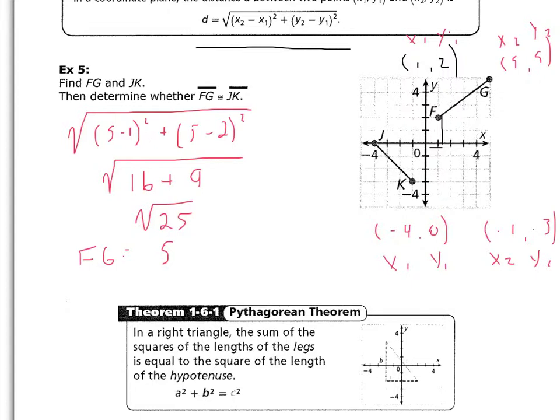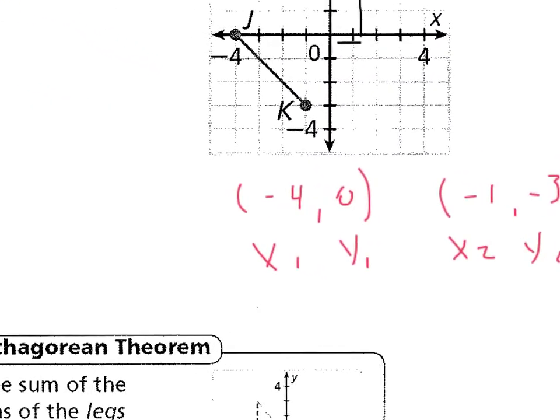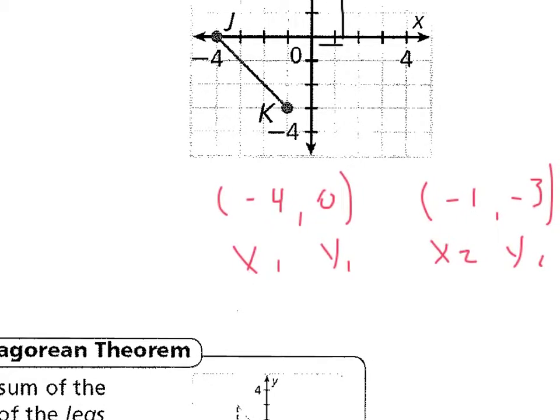Okay, so let's go ahead and zoom in here a little bit. We have the square root of x2 minus x1, so you have -1 minus -4, squared, plus y2 minus y1, which would be -3 minus 0, squared.